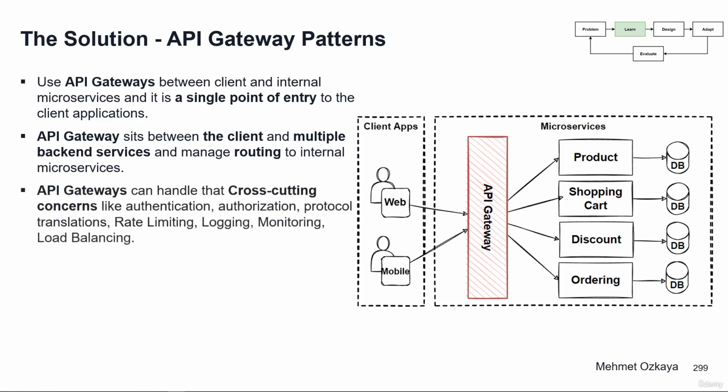For example, API gateways can handle cross-cutting concerns like authentication, authorization, protocol translation, rate limiting, logging, monitoring, load balancing, and so on. So instead of developing all these cross-cutting concerns into every microservice, they can be handled in a centralized API gateway and then sent to internal microservices. Also, an API gateway manages routing to the internal microservices and is able to aggregate several microservice requests in one response.